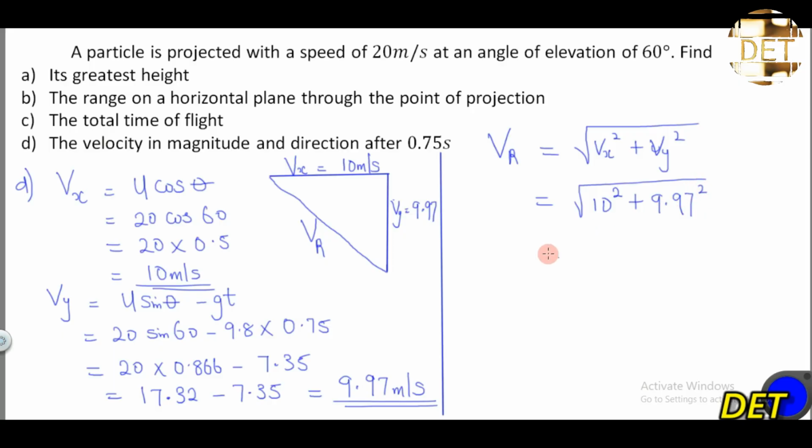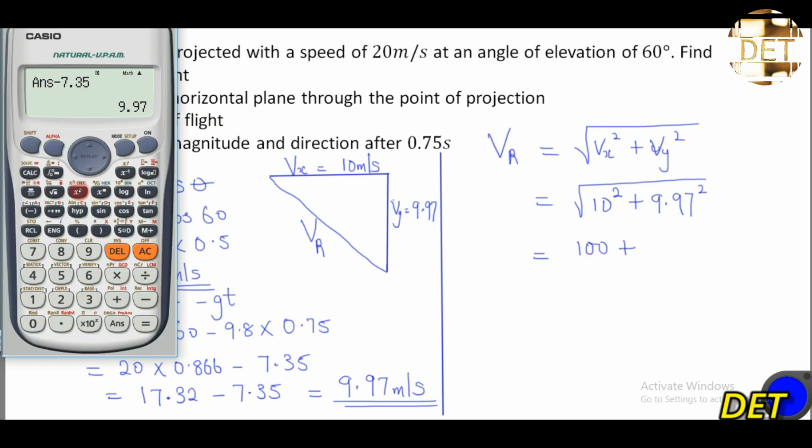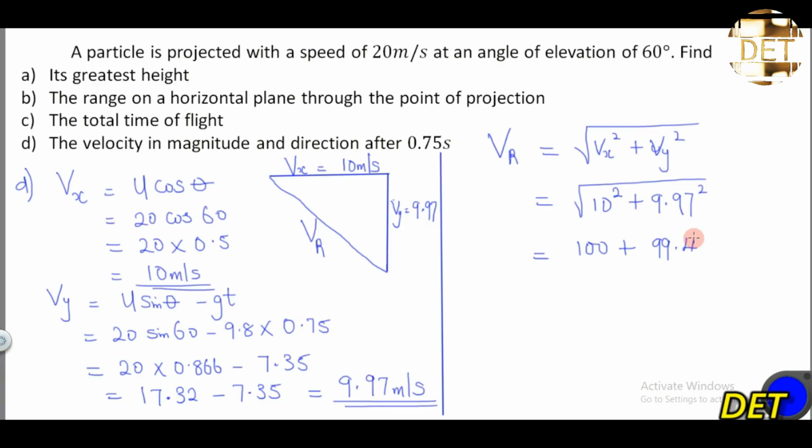9.97 squared, right? So 10 squared is 100, plus 9.97 squared. What would that be? 9.97 raised to the power of 2 gives me 99.4009. If I add this up, that will be equal to 199.4009, right? So the square root of 199.4009.